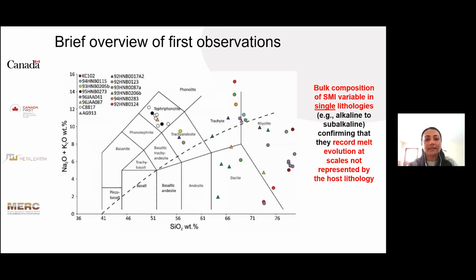Next slide, please. So I've plotted some of the bulk composition of the silicate melts on a TAS diagram. As you can see, they show a wide spread of data ranging from alkaline to subalkaline. And the bulk composition of the silicate melt inclusions vary within single lithologies. So this confirms that they record melt evolution scales that are not represented by the host lithology.